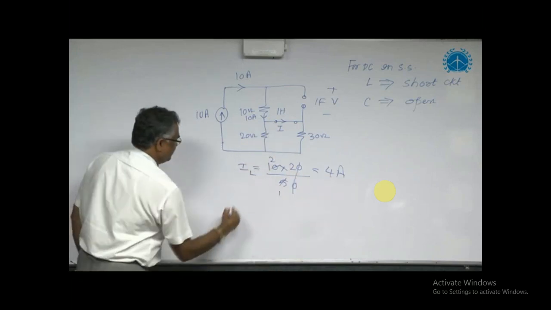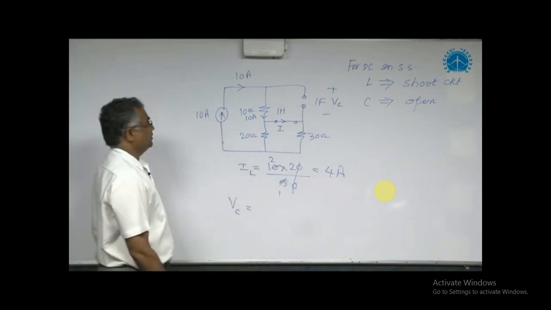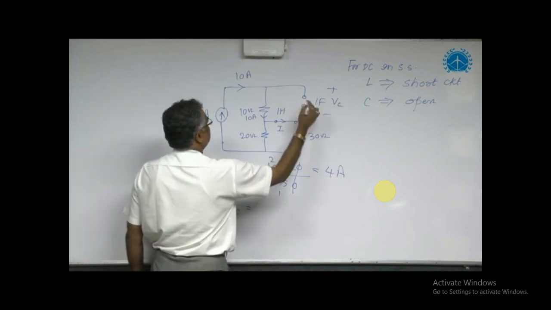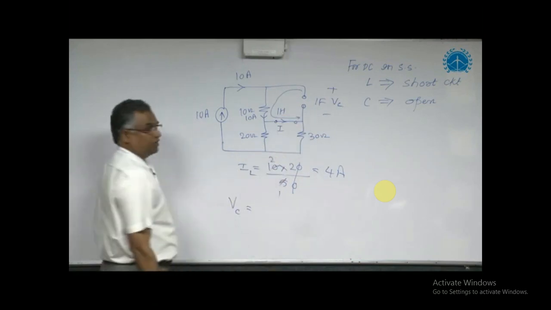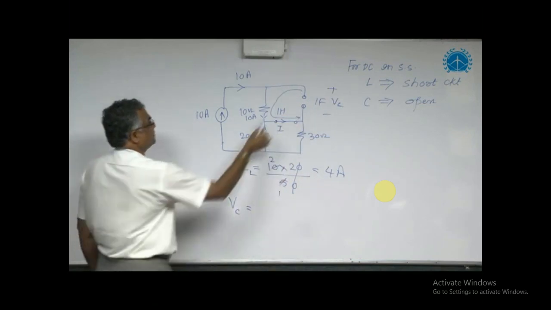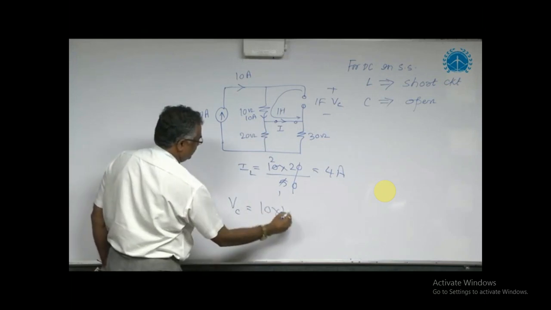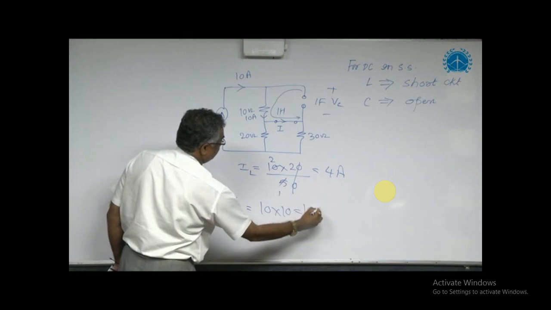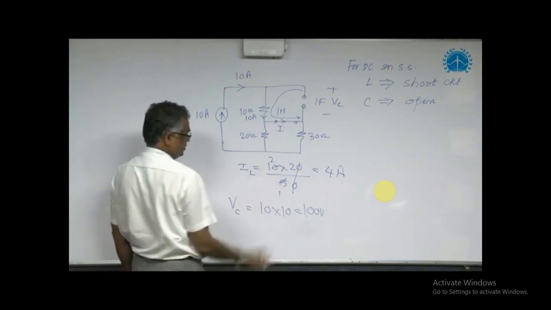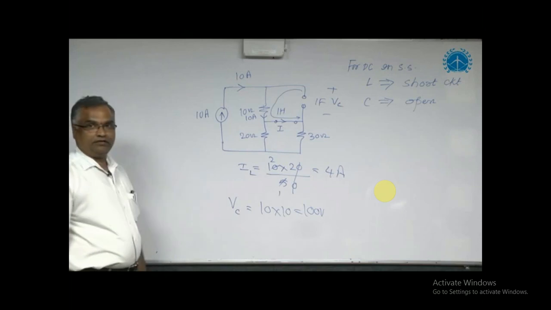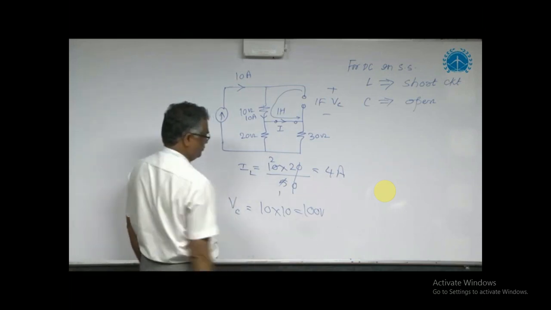Then voltage across capacitor, how to find? To find voltage across capacitor, start at positive, go to negative, following KVL sign convention. So when we go like this, 10 into 10, is equal to 100 volts. And current is going downward, we are also going in the same direction. As per the KVL sign convention, both are same means it is positive. So capacitor is charged to 100 volts.